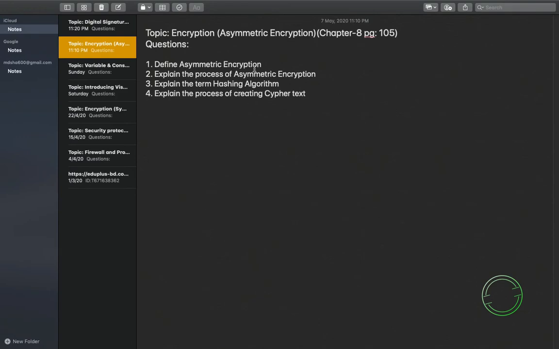Last class we learned the topic asymmetric encryption, that is chapter 8 page 105. The questions that you learned last class: define asymmetric encryption, explain the process of asymmetric encryption, explain the term hashing algorithm and the process of creating ciphertext.